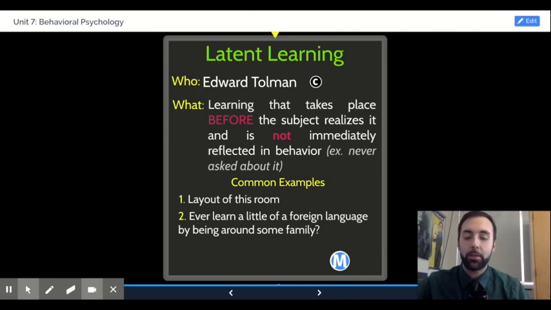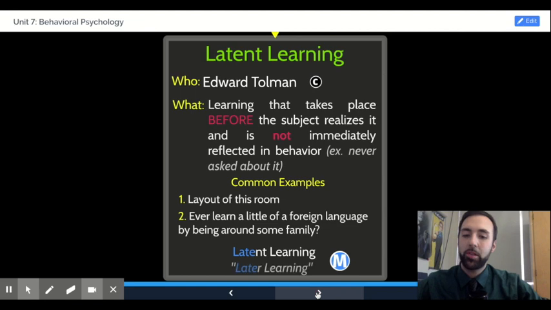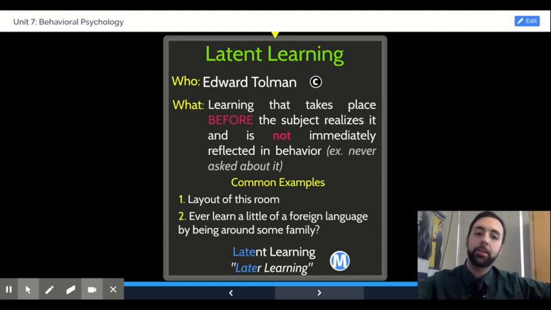So whether it's the layout of a classroom or whether it's just a little bit of foreign language you picked up on a trip to Europe, those are great examples of behaviors that you learn, but you don't realize you learned it until way later on when somebody asks you about it. I isolate the word late in latent learning and really think about the idea: this is later learning that happens but is not reflected until later on.